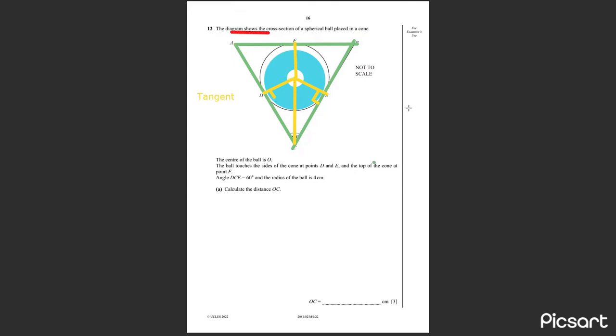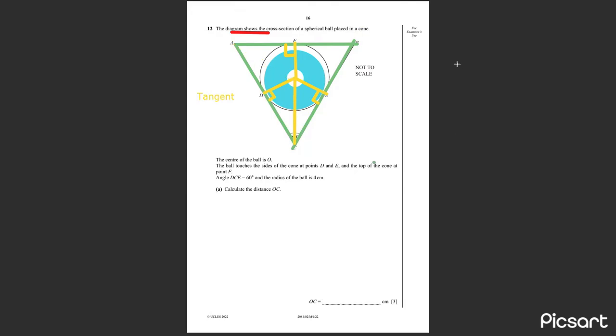Okay, but no rush. Let's see what he says here. He gave you this angle equal to 60 degrees, and the radius of the ball is 4 centimeters. Calculate OC. This is OC. Remember, I told you we have 90 degrees everywhere, in the triangle.